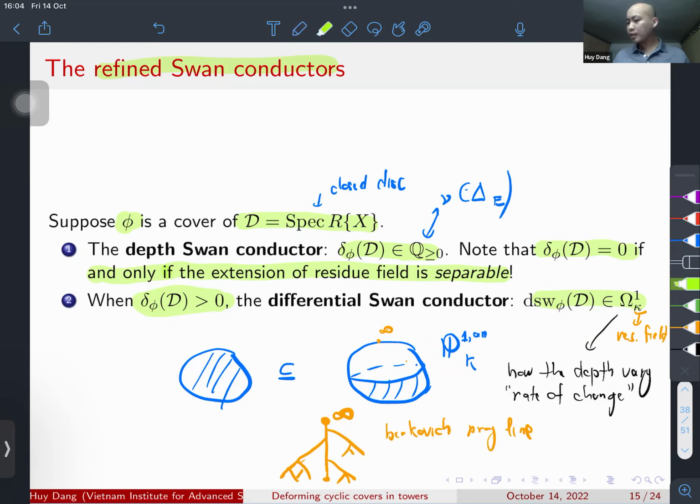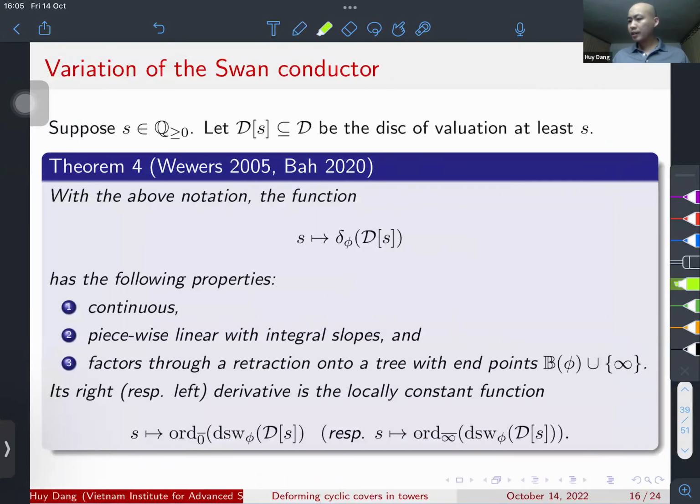If you look at some subdisk, then you look at some vertex, some point on a Berkovich projective line, then you can go in different directions, right? You can go in many directions from one point. Then the differential Swan conductor somehow will tell you the rate of change of the depth in that direction of the Berkovich projective line. So it's related to p-adic geometry, if you're familiar with this. But maybe I should go quickly.